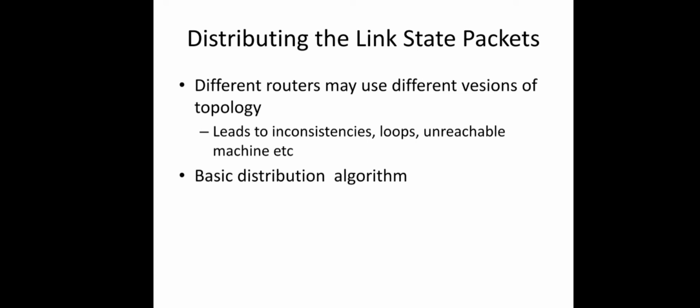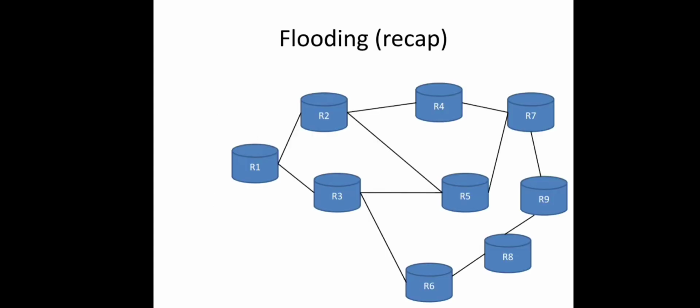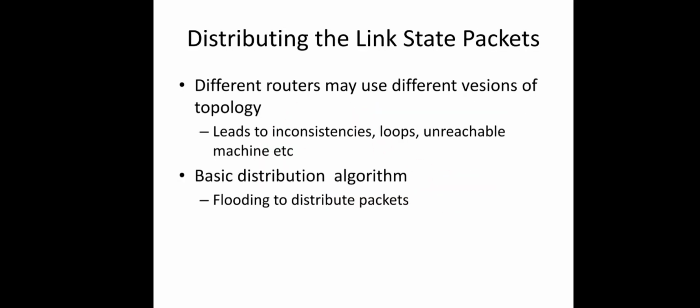So we will see the basic algorithm first. After that, we will find out what the different issues in this basic algorithm are, and we will try to refine those. The basic distribution algorithm used is flooding. As you remember, in flooding, a packet will be sent over all the lines, and upon receiving a particular packet, it will be forwarded again to every line connected to this router except the one from which it arrived. Like this, all the packets will be flooded over the network.